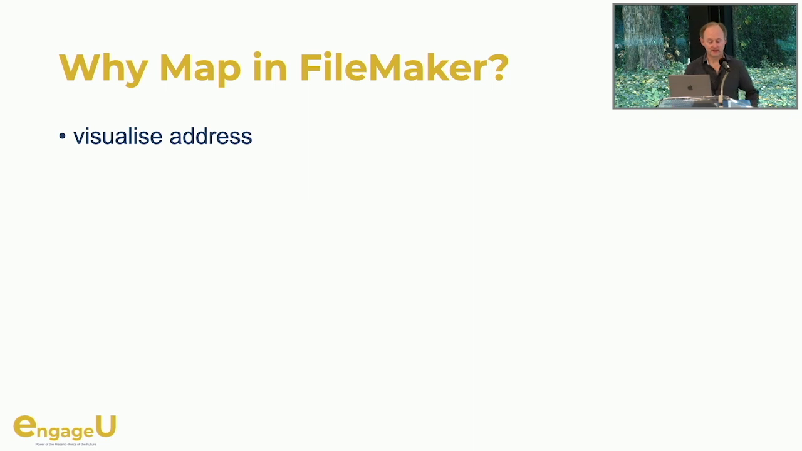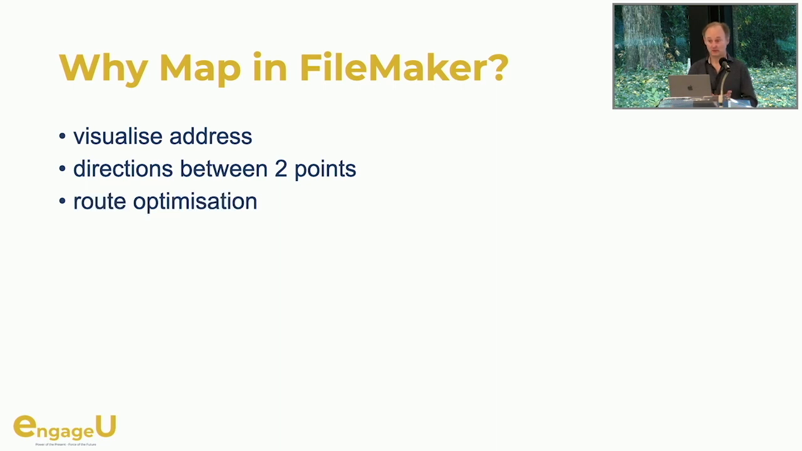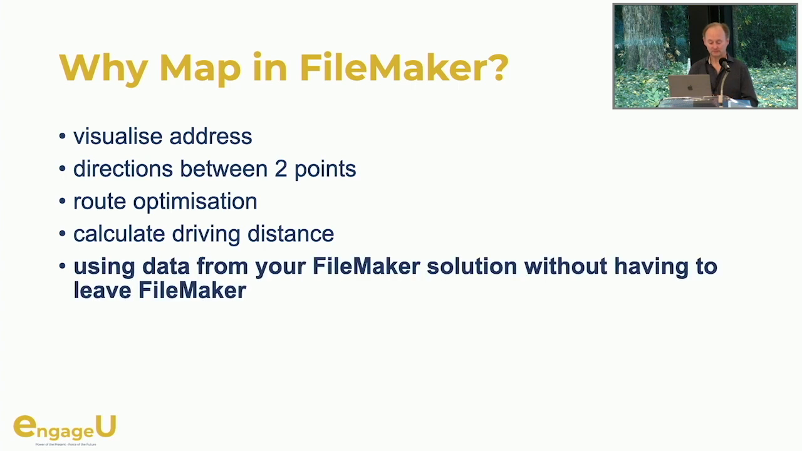So before we get going, I want to pose the question: why would you want to map in FileMaker? What's the point, essentially? Well, there are a number of reasons why we map. We like to visualize addresses, see where our address is in relation to other points of interest, and work out the best way to get there. How do we get from point A to point B? What's the best way to get from point A to point B when we've got many choices? And we might want to calculate driving distances, for example, for billing purposes.